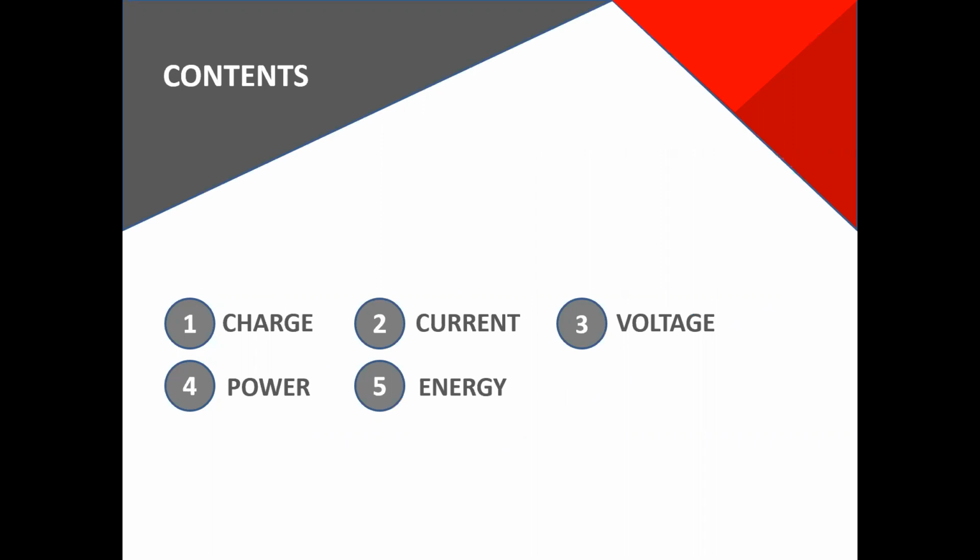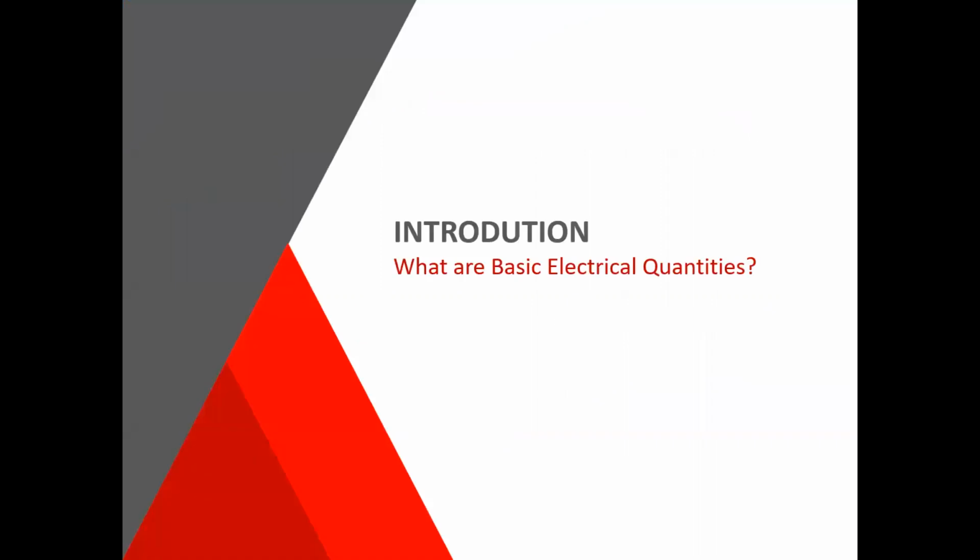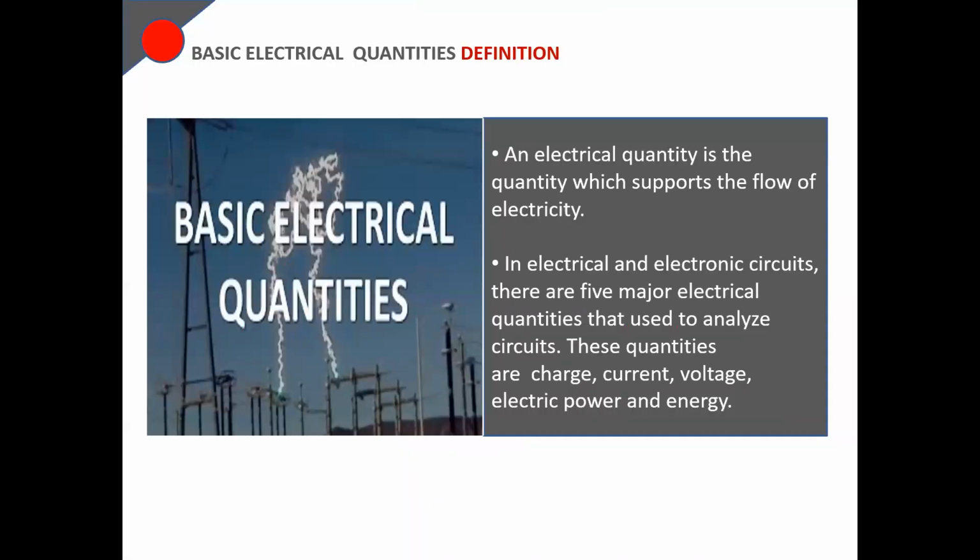First of all, before that, what are basic electrical quantities? An electrical quantity is the quantity which supports the flow of electricity. In electrical and electronic circuits, there are five major electrical quantities that are used to analyze the circuits. These quantities are charge, current, voltage, and electric power and energy.